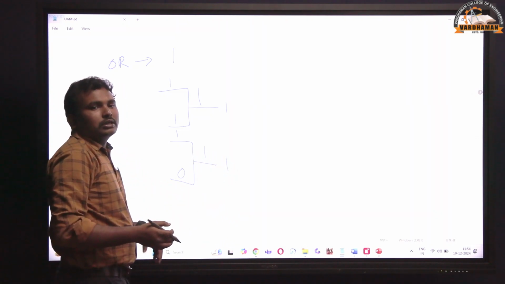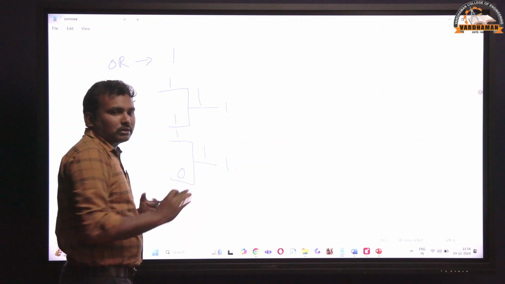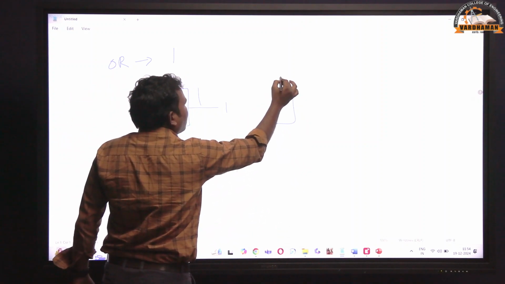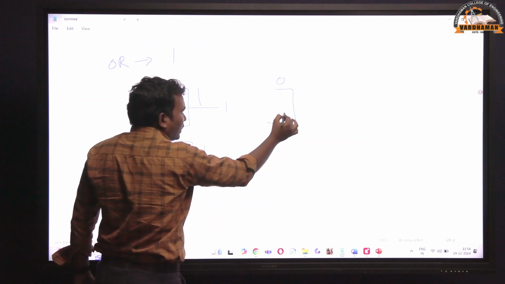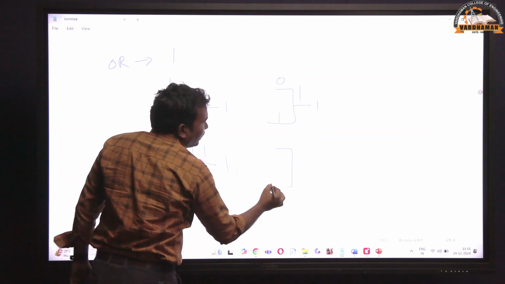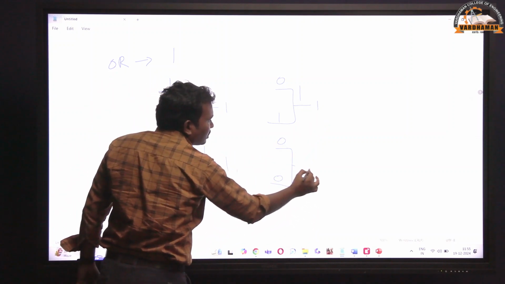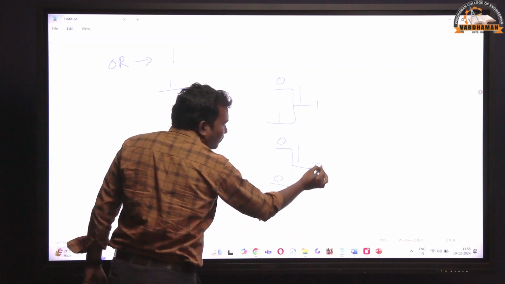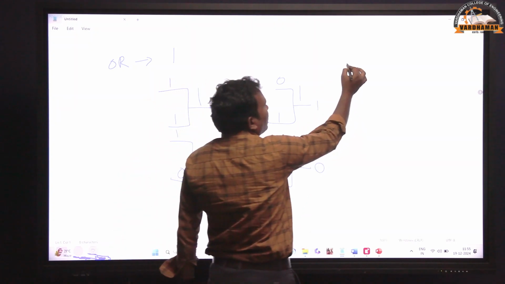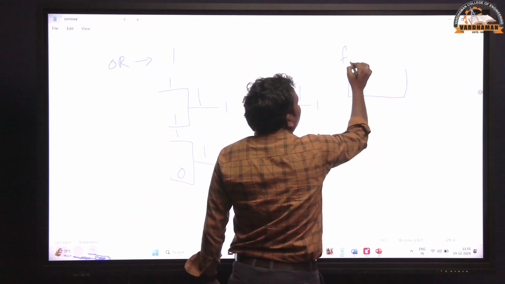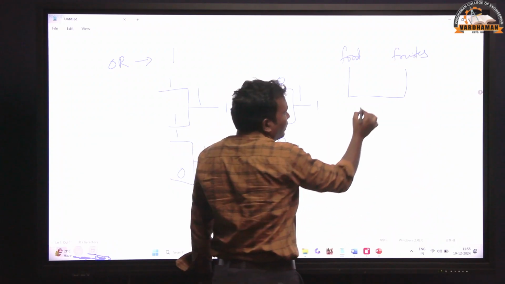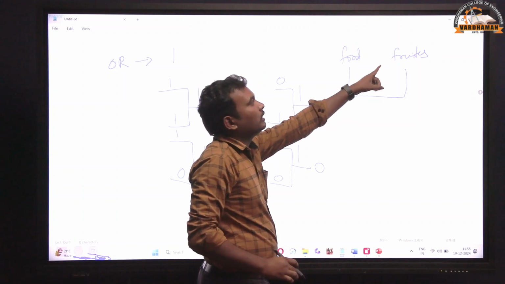So OR means either you take this or you take that, both will be fine. If one input is 1 and the other input is 0, and you are applying the OR operation, you will get 1. But if both inputs are zeros, though you are applying the OR operation, your output will become 0. Now let us take the same example. The doctor is saying, you take food or you take fruits, be healthy. The patient can take either food or fruits.